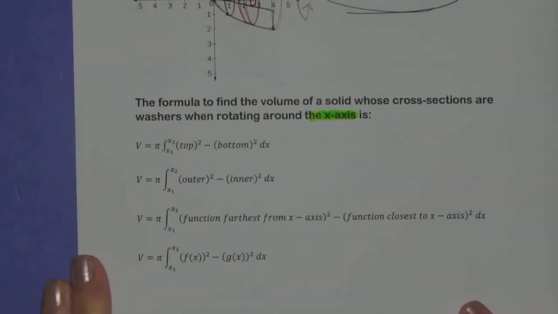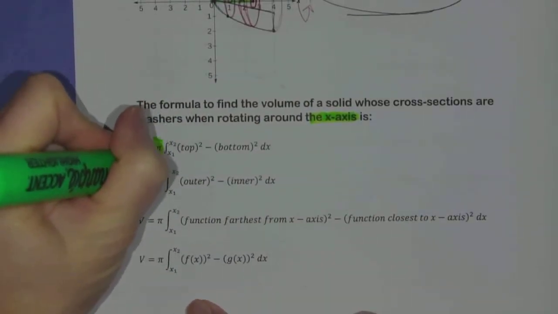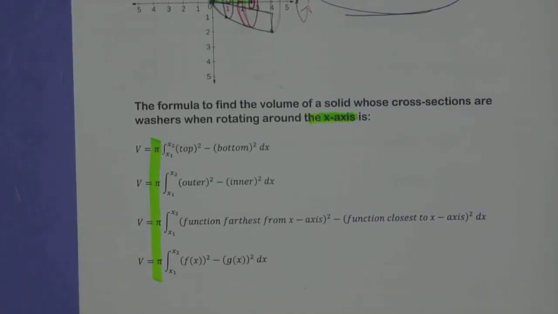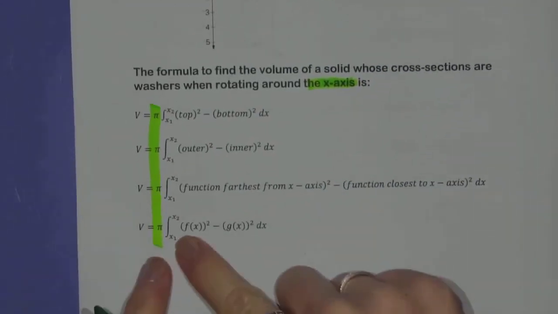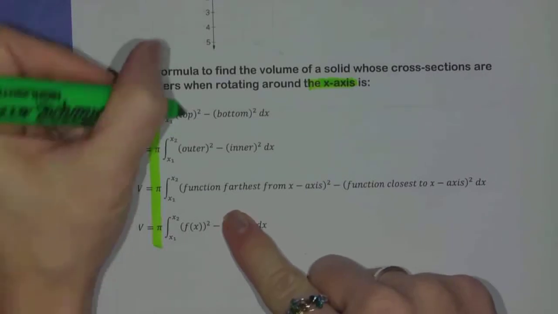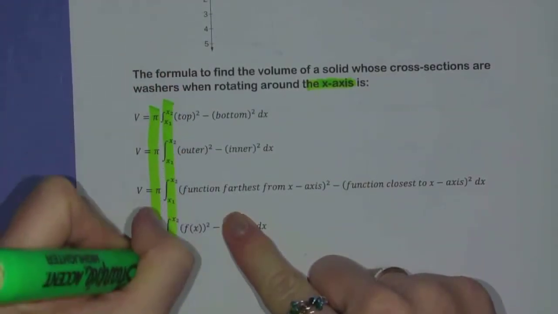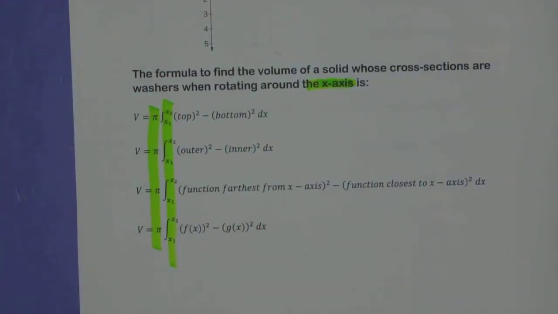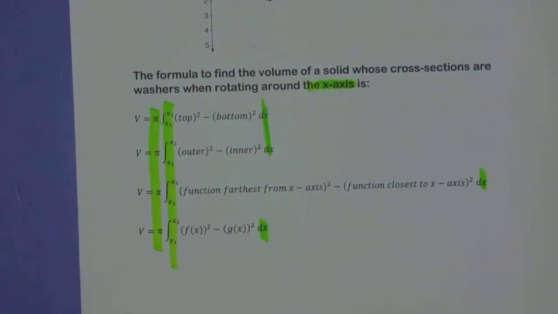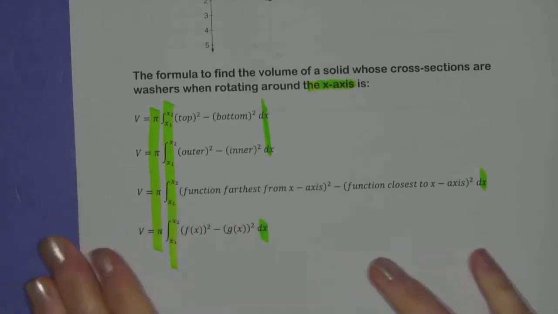Notice the first part of this. They all have a pi in the front. That's standard. They all have you integrating from one x to another x. And they all have a dx on the back. So that's all the same. The different wording here just depends on how you want to look at it or what makes sense to you.